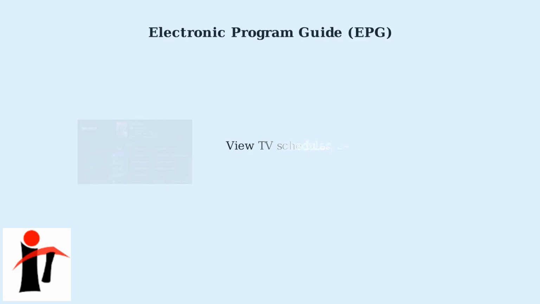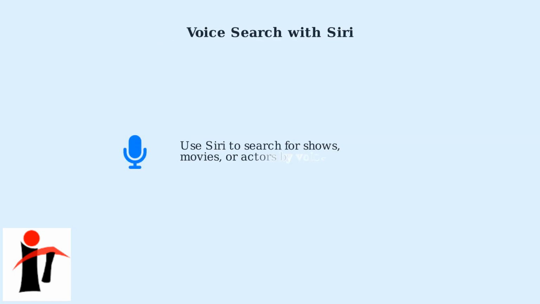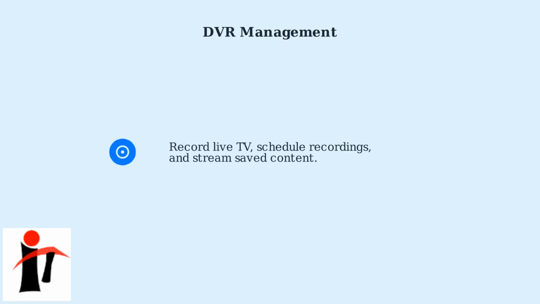Access the full electronic program guide to view TV schedules and set reminders for your favorite shows. Use voice search via Siri to find shows, movies, or actors quickly and easily. Manage your DVR by recording live TV, scheduling recordings, and streaming saved content from your library.